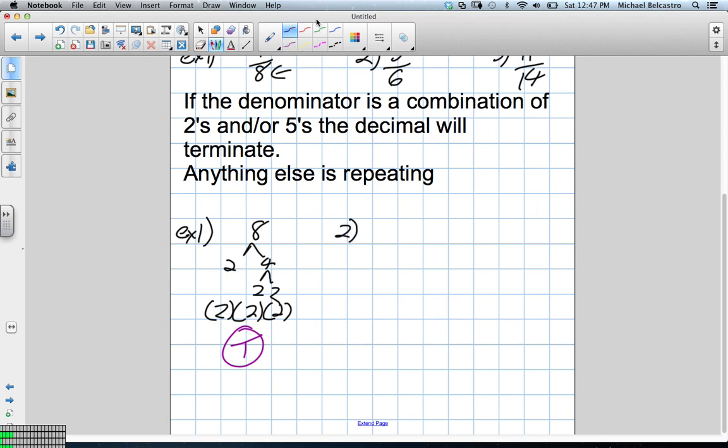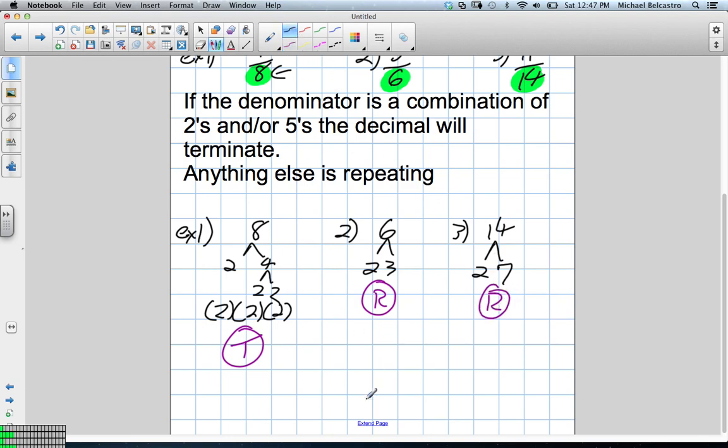Number 2. What part do we have to look at? The denominator, which is 6. We'll highlight all these denominators so we know we're only looking at them. So 6, what are the prime factors? 2 and 3. Are these only 2s or 5s? No. So what are we going to get? Repeating. Good. And number 3? 14 is 2 and 7. So it's repeating, because we have something that's not a 5.